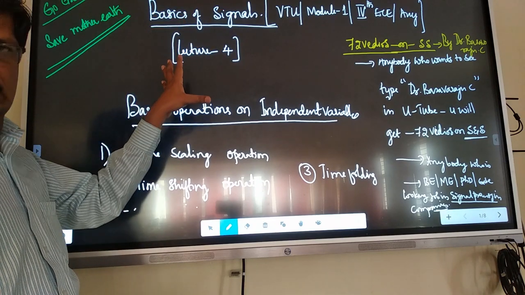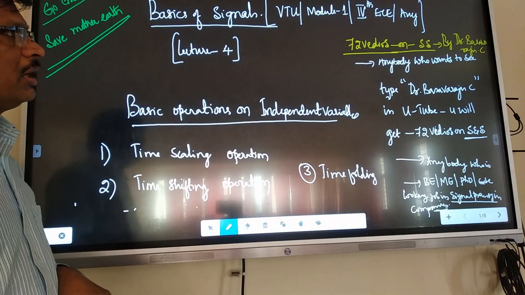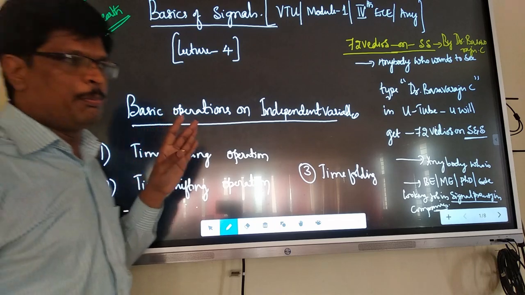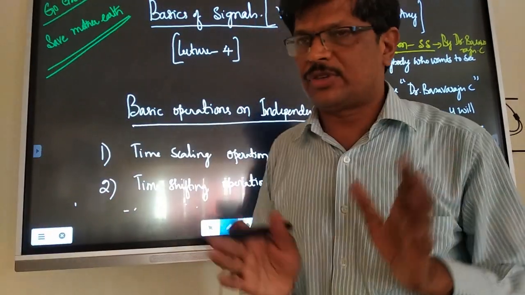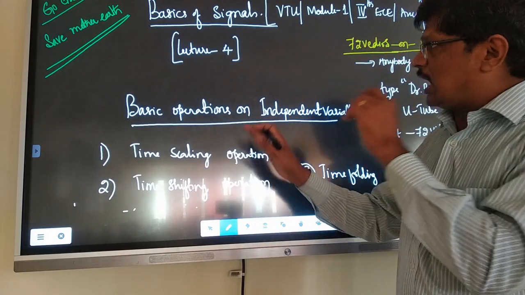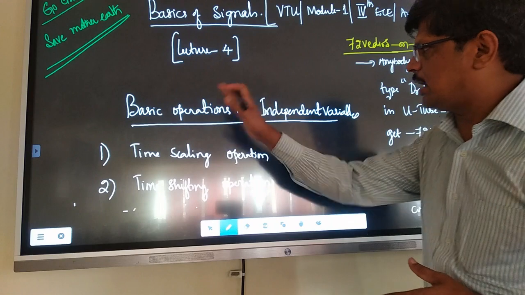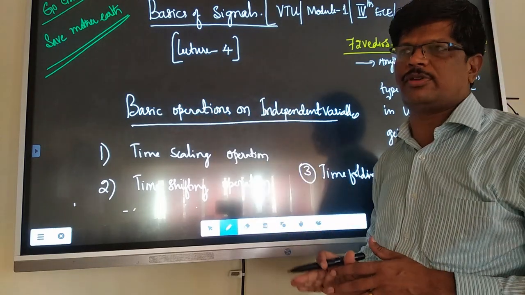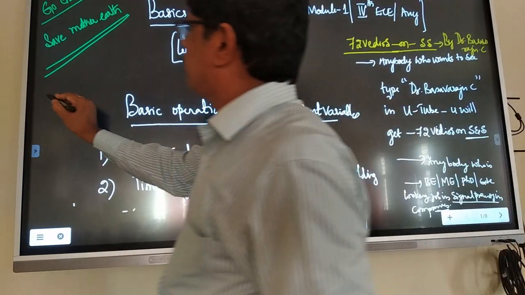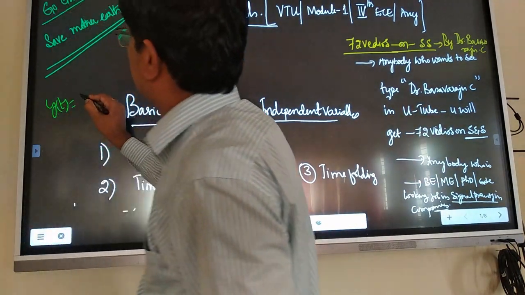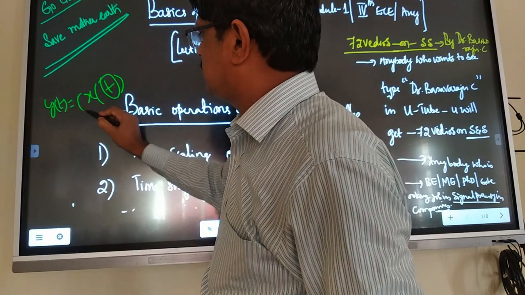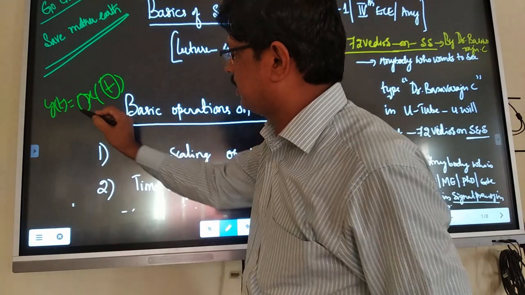This is my fourth lecturing session. In all my previous three sessions, I talked about signals, basics of signals, types of signals. Afterwards, we discussed basic operations on signals, basic operations on dependent variables. Today we will see basic operations on independent variables. Independent variable means, let's say y of t is equal to x of t. We have talked about this already, basic operations on dependent variable.